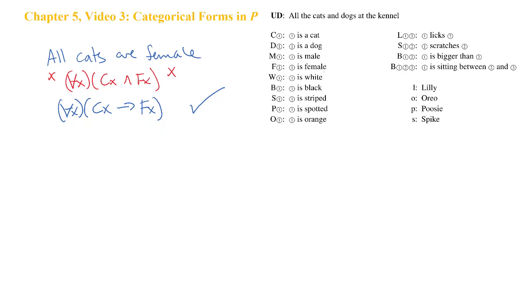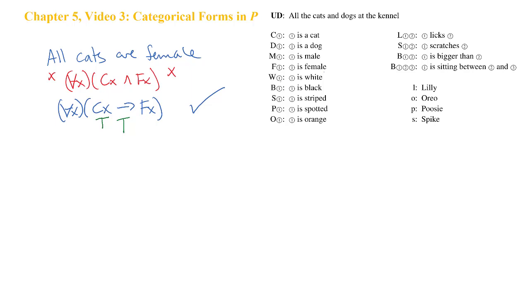Let's imagine for a minute that in fact it is true that all the cats are female. Then no matter which object we pick, one of two things will happen. If we pick an object out of the universe of discourse, which is a cat, making the antecedent true, since we've stipulated they are in fact all females, we get a true consequent, making that true. So none of the cats are going to make the universal claim false.